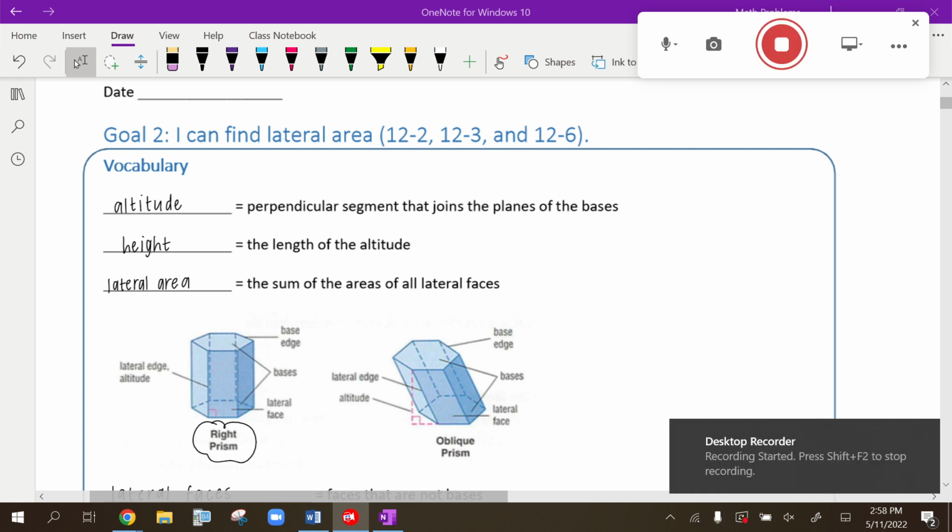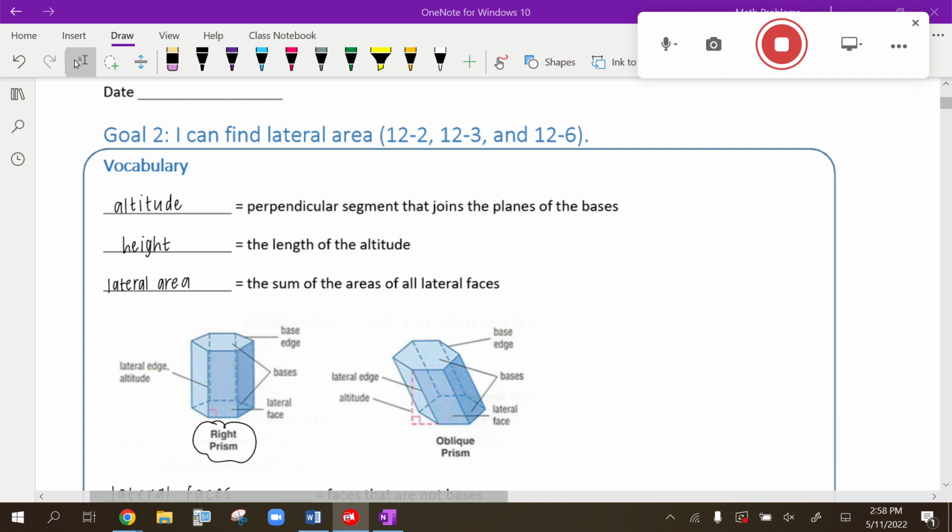Welcome back, everyone. Yesterday we talked about identifying three-dimensional shapes and their cross-sections. Today we are going to find lateral areas of those three-dimensional shapes. Some vocabulary that you need to know is the word altitude. This is the perpendicular segment that joins the planes of the bases.